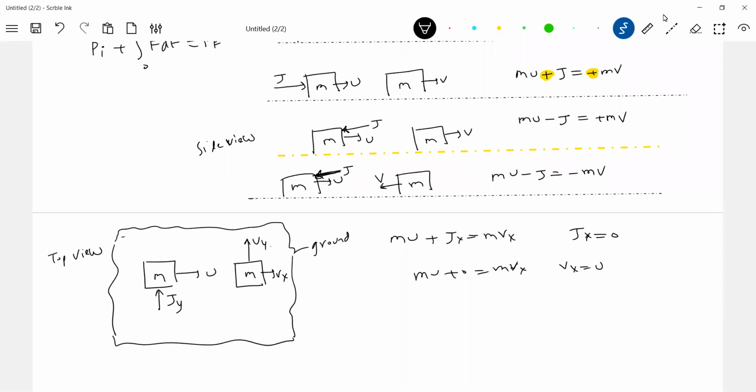Then along the y-axis, initial momentum along the y-axis is 0. Impulse will act, and mvy. Initial velocity along the y-axis is 0, and jy is non-zero. So therefore, this will be m times 0 plus jy equal to mvy. Okay, like this, what happened? We are getting the required answers.